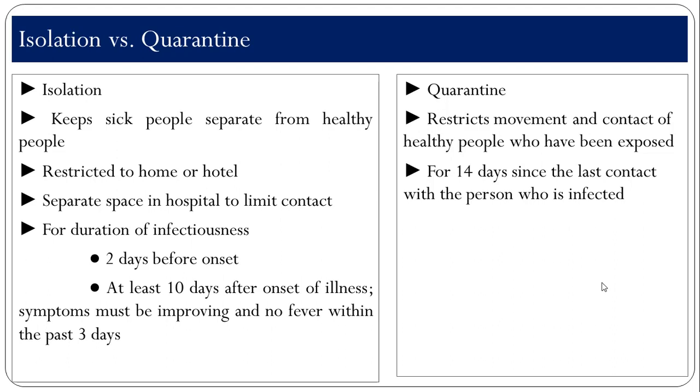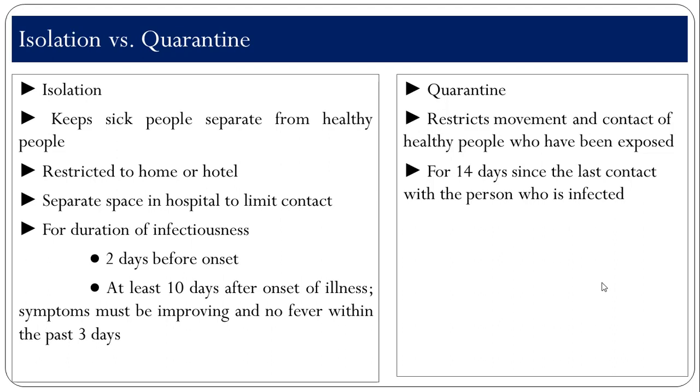But in general, we would say that someone can stop isolating themselves from others safely if it has been at least 10 days after the onset of their illness, all of their symptoms are improving, they have not had any fever within the past 3 days, and they have not been taking any fever-reducing medicine. So, it is very important to check that.